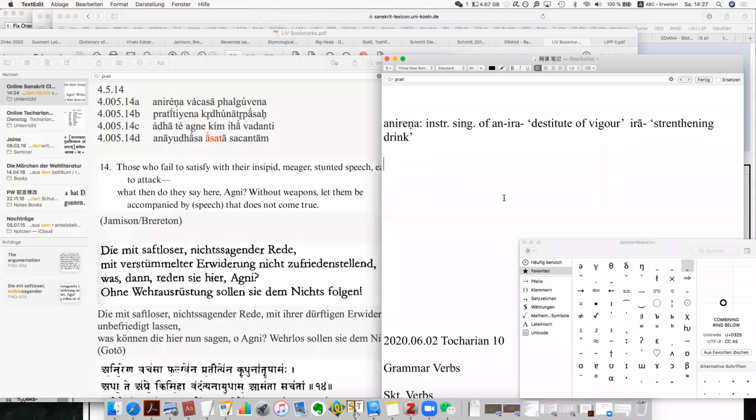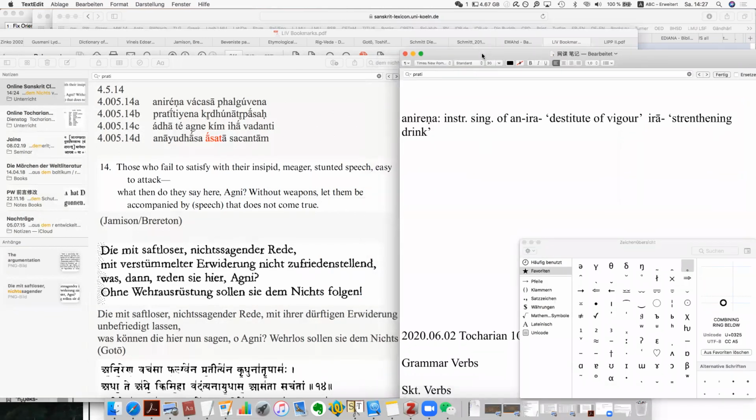Nichtssagend, so it says nothing. So there's a kind of vacant, empty word. This is also an attribute to vachas. You see that is ena. Okay. And then prati-śru.